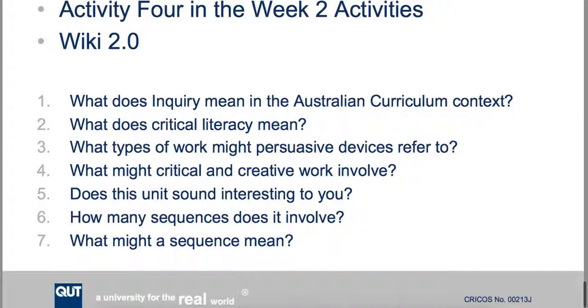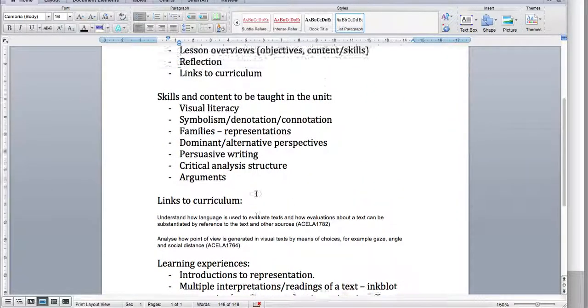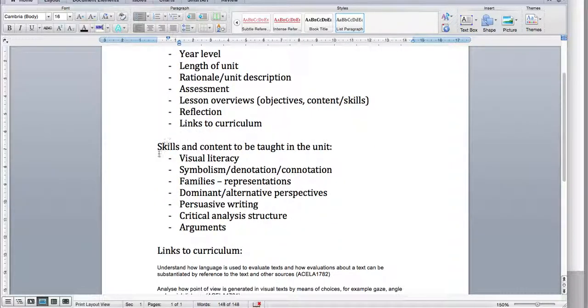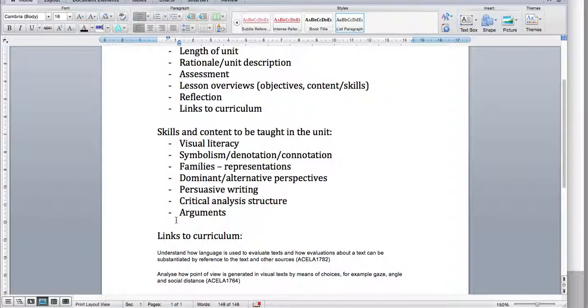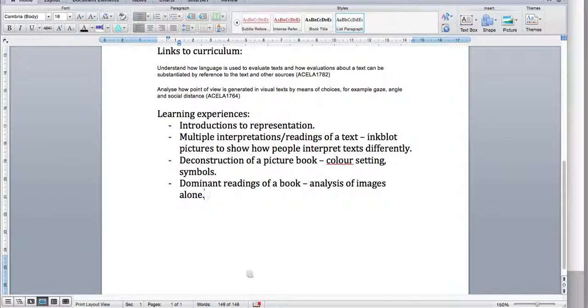So I hope that this has helped you understand the process that we take when we're designing a unit of work. Okay, so to recap, we brainstorm the skills and content that we need to teach, how that stuff links to the curriculum, what learning experiences I need to teach, and then I sequence those learning experiences, so what comes first, second, third, and so on.